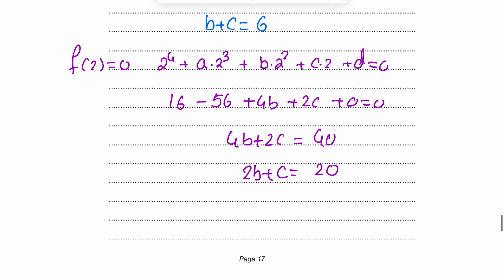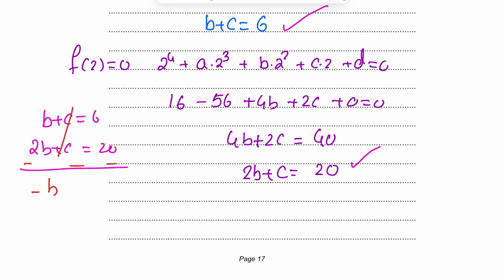So I got two equations. b plus c equals 6 and 2b plus c equals 20. Then subtract. Negative b equals negative 14. So b equals 14. Plug in b equals 14 in the first equation. 14 plus c equals 6. It implies c equals negative 8.